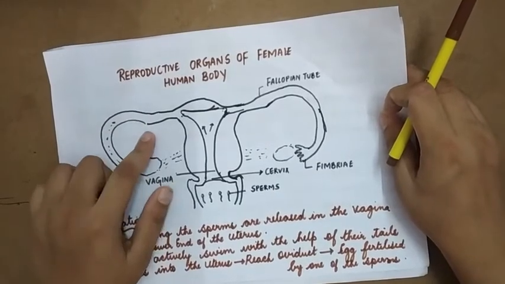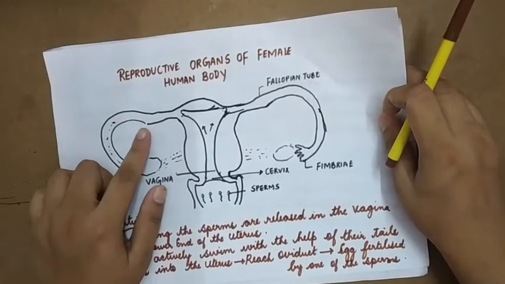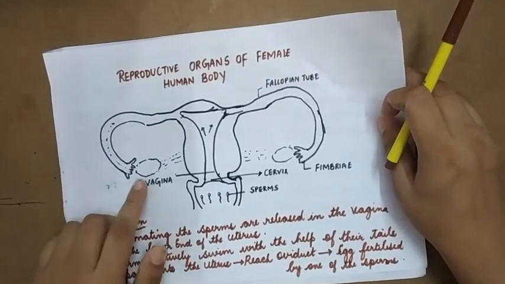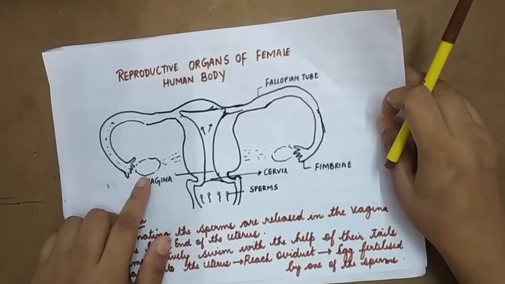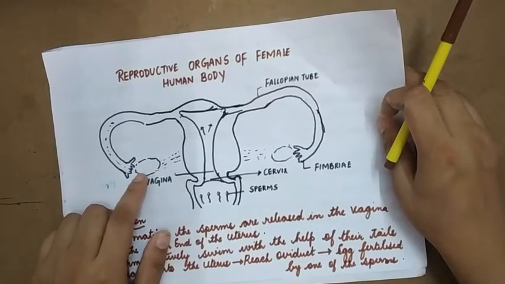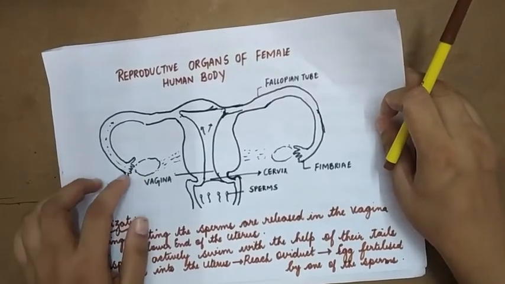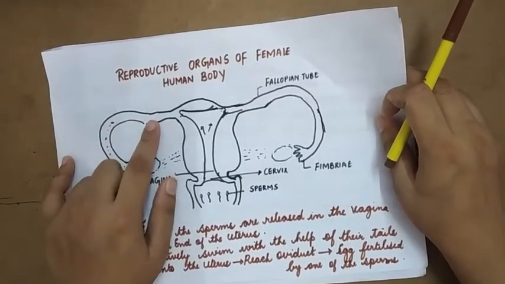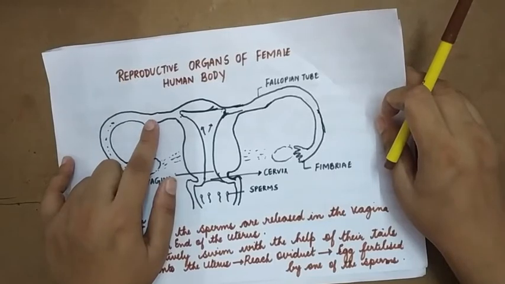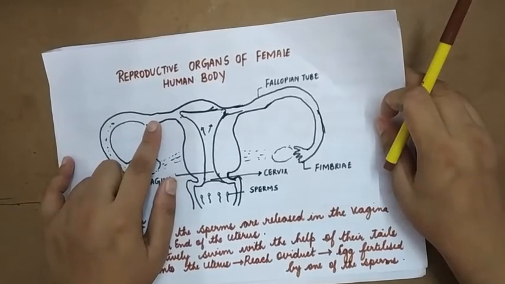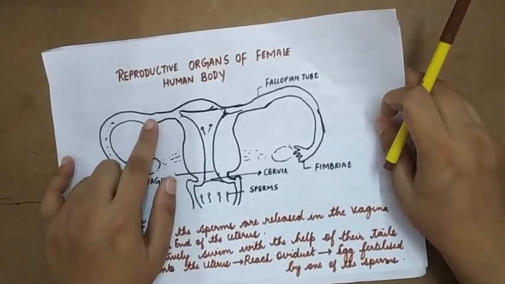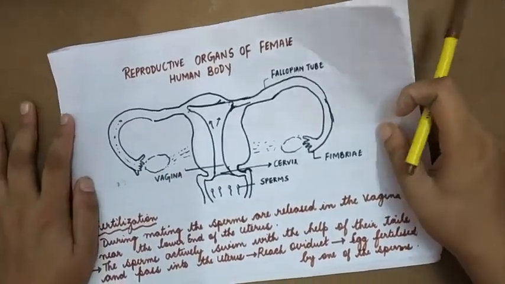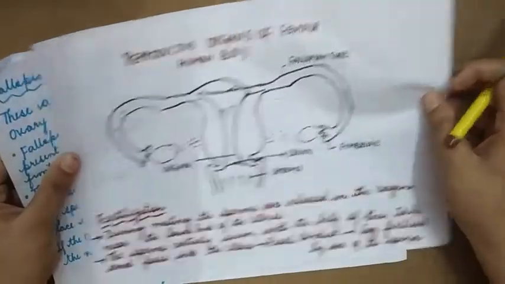Now actually fertilization takes place in the upper end of the fallopian tube. The egg which is released from the ovary is grabbed or taken up by the fimbriae and finally it passes all the way through the fallopian tube. Fertilization will take place in the fallopian tube, okay, the upper end of the fallopian tube. So this is with respect to the fallopian tube.